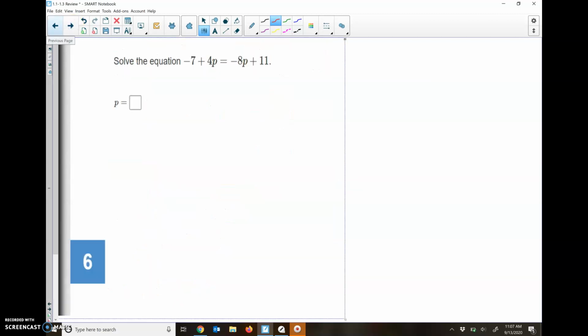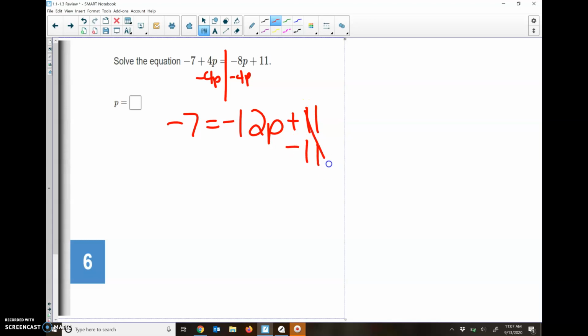All right, number 6. We've got a variable on each side. So first I'm going to get my p's together. I'm going to subtract 4p from each side. So I get negative 7 equals negative 8 minus 4 is negative 12p plus 11. Then I have a plus 11 here, so I'm going to subtract 11.